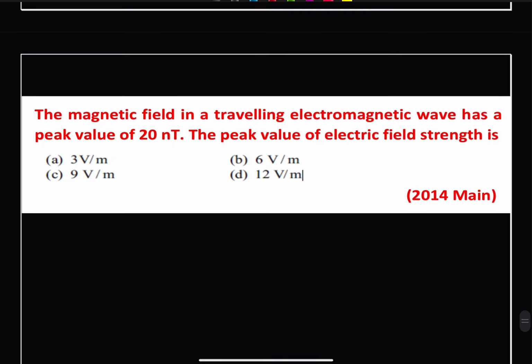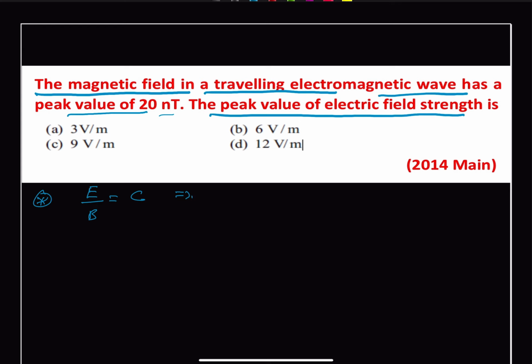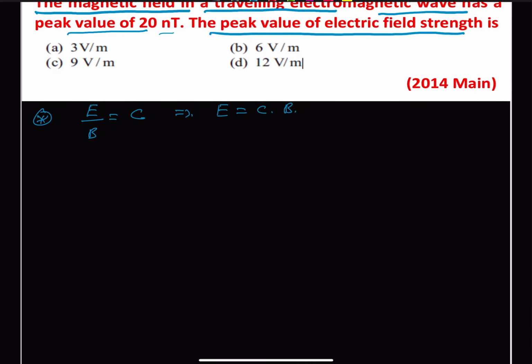Next question. It states that the magnetic field in a traveling electromagnetic wave has a peak value of 20 nanotesla. The peak value of electric field strength is. So this is directly based on the formula. The ratio of electric field and magnetic field is equal to C. So from here we can write electric field is equal to C times magnetic field, where C is the speed of light. We substitute the values.